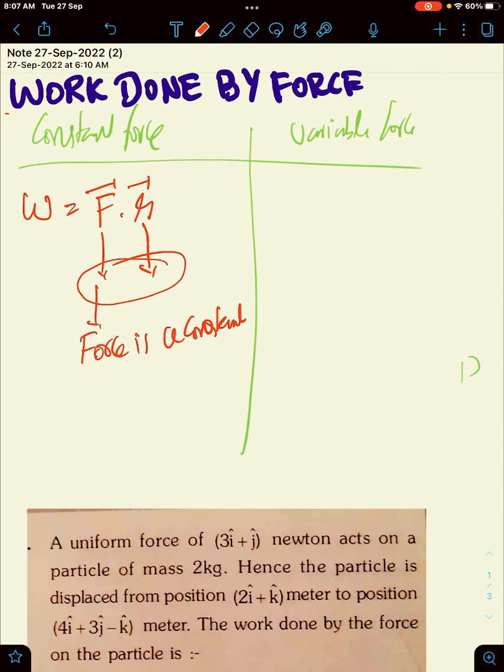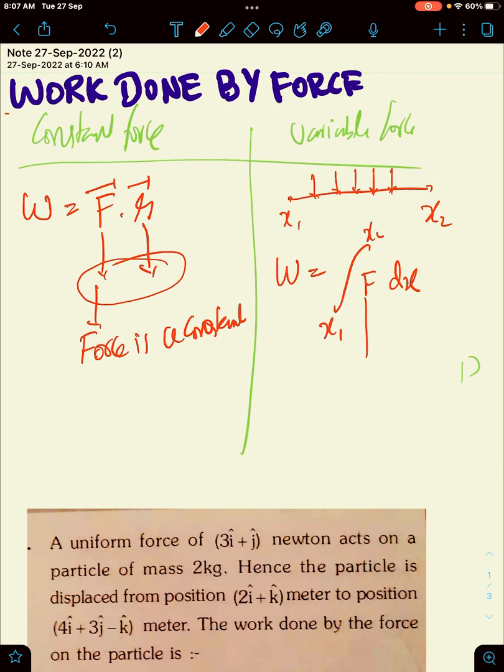If it is a variable force, for example, the body is initially at position x1, and it is going to the new position x2, and I want to know how much the work done is. Every time the amount of force you're applying is varying. In such cases, we have to use the calculus method. It is a direct formula: the integration of F with respect to dx, integrating from the initial position to the final position. All you have to do is find out what the force is, which is obviously not constant at all.